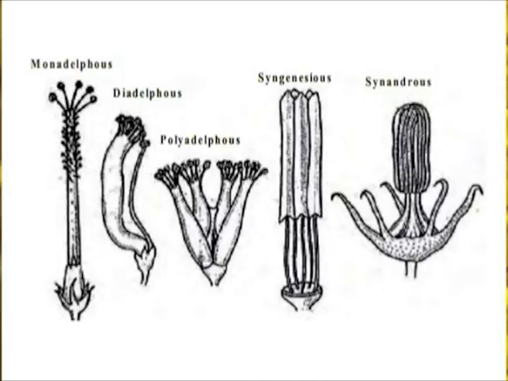A special condition called synandrous condition is found in the family Cucurbitaceae. Here, out of the 5 stamens, 4 unite to form 2 bundles and 1 remains free, forming a group of 3 bundles: 2 plus 2 plus 1. Each composite structure of 2 stamens shows complete union of the filaments as well as the anthers.